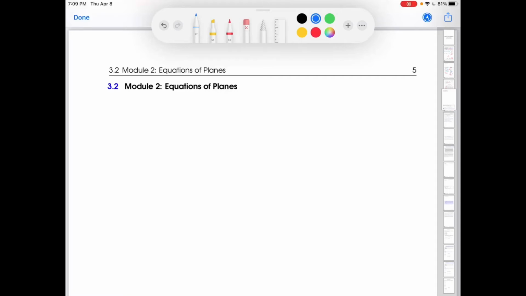Hi, this is Professor Fernandez, and we're going to talk about equations of planes in this module 2 in lesson 3. So let's think a little bit about this word planes. And before I get to the math, I just want to talk about what a plane is. You probably already know this, but a plane is a two-dimensional flat surface. And really, the math version of a plane is a two-dimensional flat surface that goes on forever.